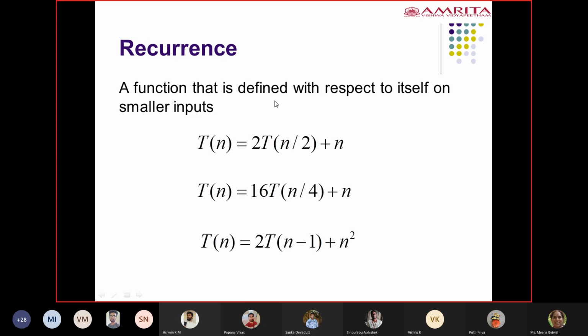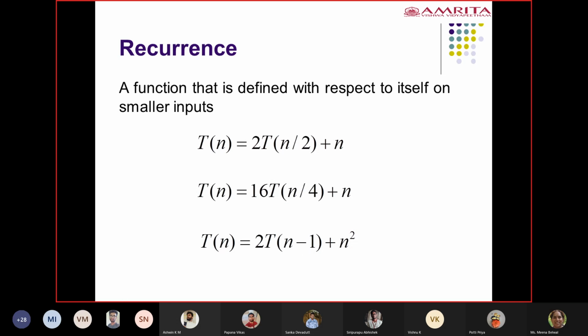Recurrences means the function is defined with respect to itself, but the size of the input is smaller. In the first case, we have made the size smaller by half. In the next case, we have made the size smaller by 1/4, but we have done a multiplication with 16. In the next case, you have actually reduced the size only by 1. Then the question is, is it really worth? You have just reduced the size by 1. Earlier the size was n, now the size is n minus 1.